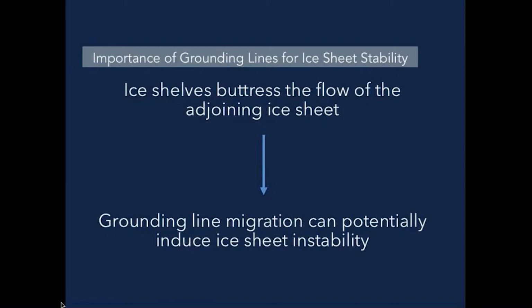And that's kind of what we're talking about here. If the grounding line shifts back, you can potentially have an unstable ice sheet that is just advancing and flowing out into the ocean. And that is important because that's ice that was once far, far away from the ocean and wasn't contributing to sea level rise.